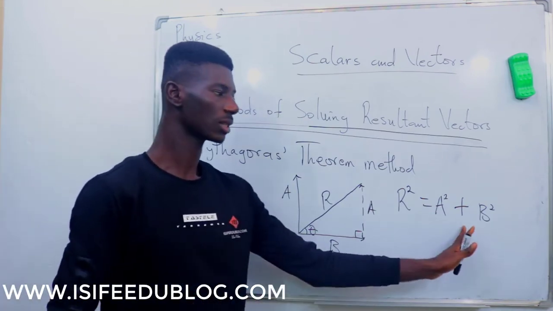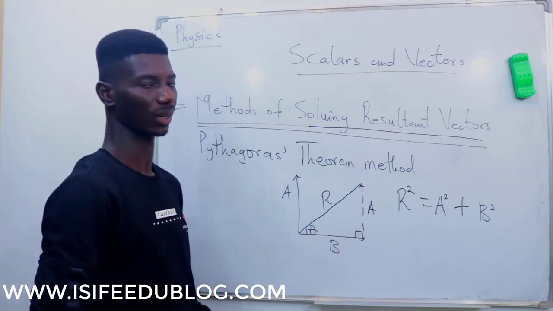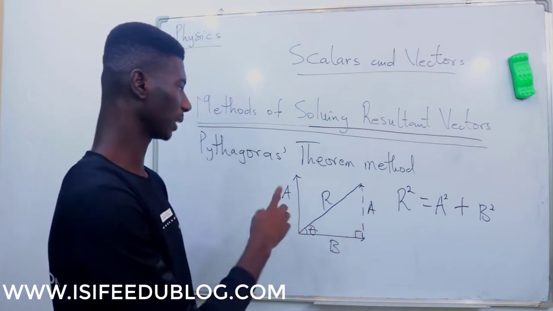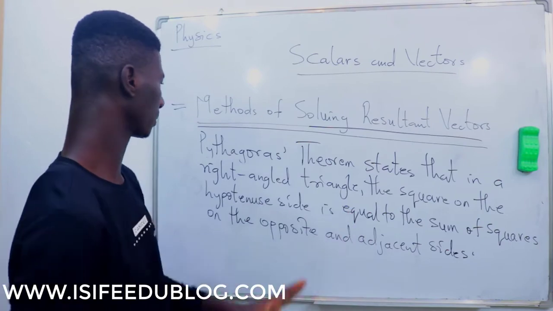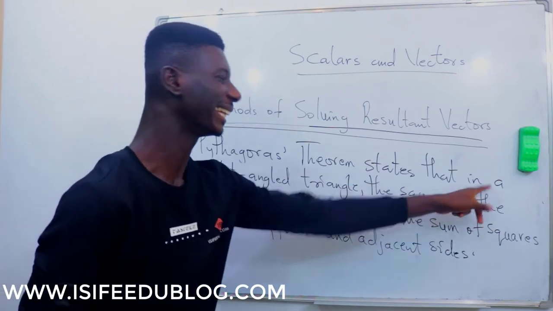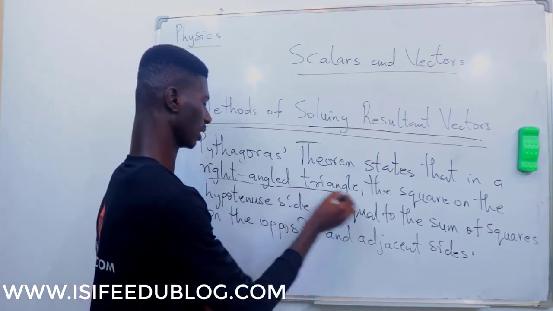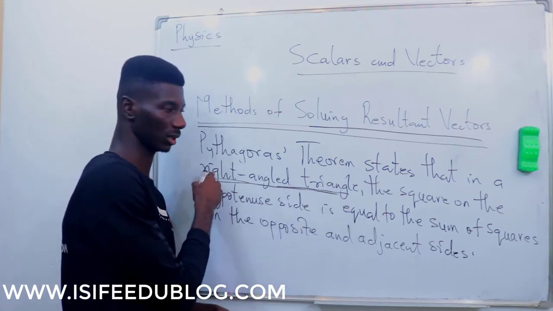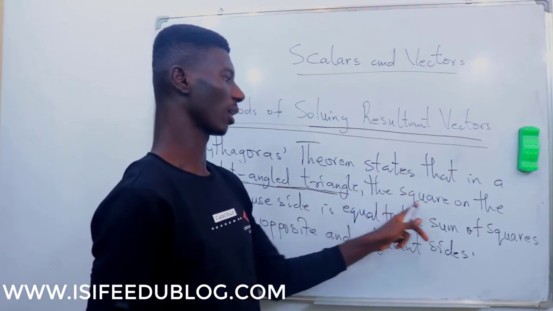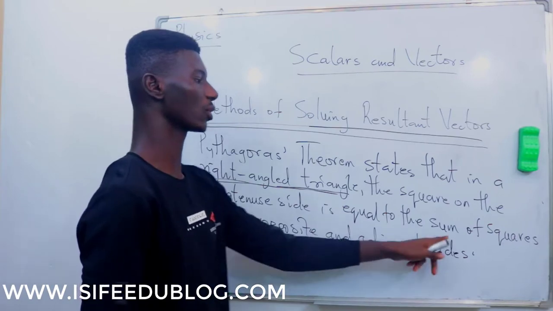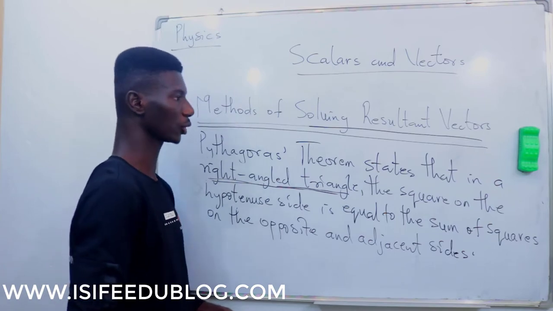Always remember, Pythagoras theorem can only be applied when a vector question forms a right-angled triangle. So I'm going to put down the statement of the Pythagoras theorem: in a right-angled triangle, the square on the hypotenuse side is equal to the sum of the squares on the opposite and the adjacent sides. You cannot use Pythagoras theorem if the triangle does not form a right angle. So with the illustration, I've shown you what that means.